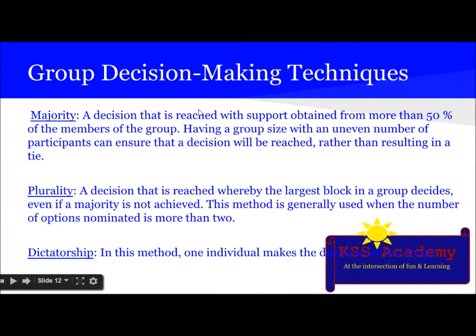Then there is majority, a decision that is reached with support obtained from more than 50% of the members of the group. Then there is plurality, a decision that is reached whereby the largest block in the group decides even if a majority is not achieved. This method is generally used when the number of options nominated is more than two. In dictatorship, one individual makes the decision for the group.